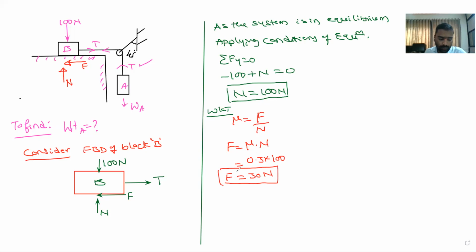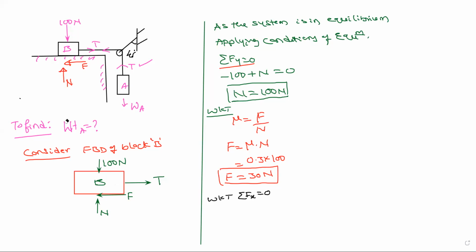Okay. So once you know this one, one equilibrium equation you have applied, sigma Fy equal to 0. And what is the another equilibrium equation? Sigma Fx is equal to 0. It is the sum of all the forces which are moving in horizontal direction is equal to 0. Now, for the block B, what are the forces which are moving in a horizontal direction? Two forces, T and F.